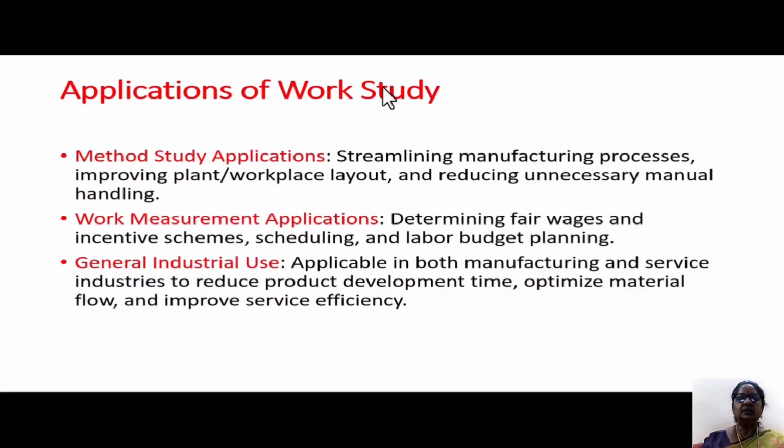So what is meant by work study? How are the applications of work study implemented? So work measurement applications: how the work is being measured. Determining fair wages and incentive schemes.